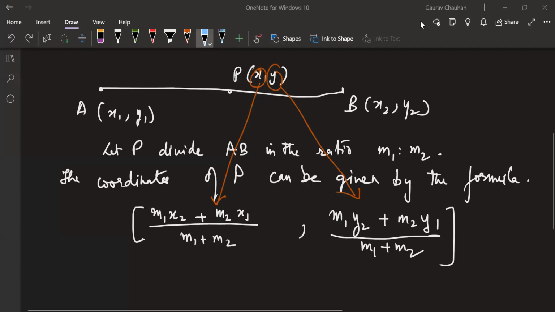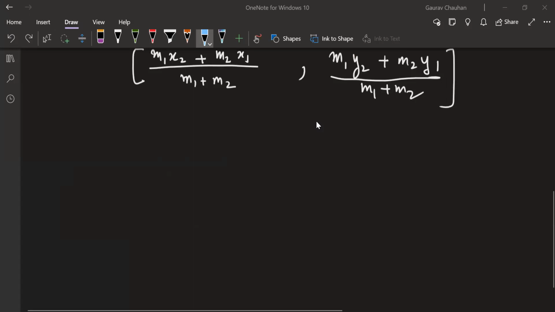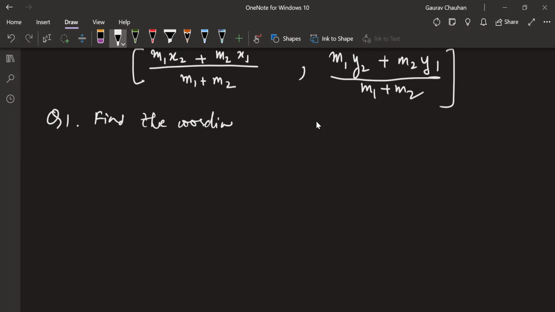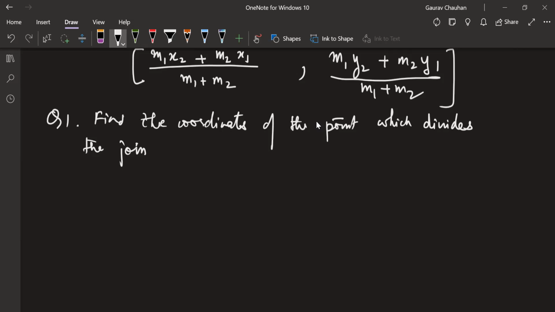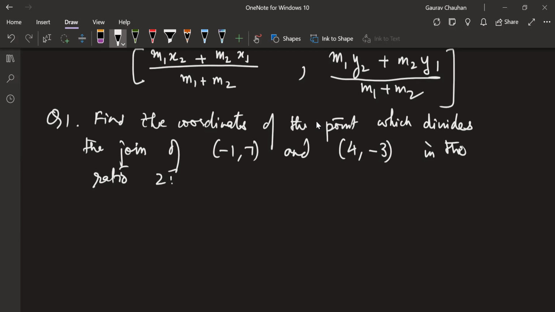Now we're going to do one simple question, the first question of the exercise. So you can just write question 1 here. Find the coordinates of the point which divides the join of. This is the language they are using, to say the line segment joining, they're saying the join of -1, 7 and 4, -3 in the ratio 2:3.